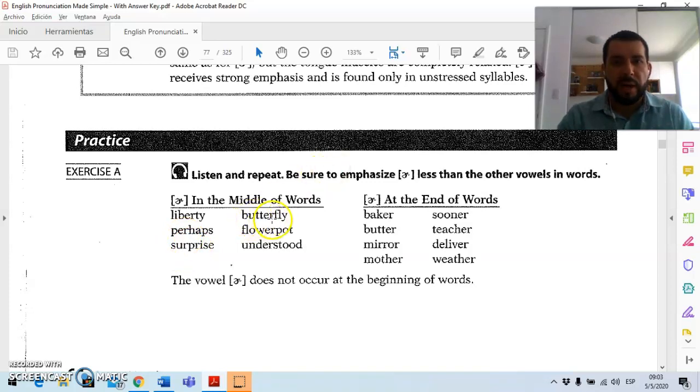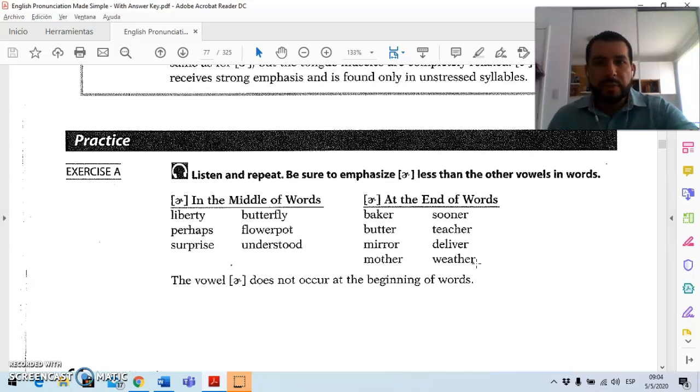Then you have butterfly. I was telling you that in British English, you're most likely to find butterfly. Flower pot, understood, right? At the end of words, you have baker, butter, mirror, mother, sooner, teacher, deliver, weather. Okay, here's a fun fact. If it's any consolation to you, the stressed vowel does not occur at the beginning of words.